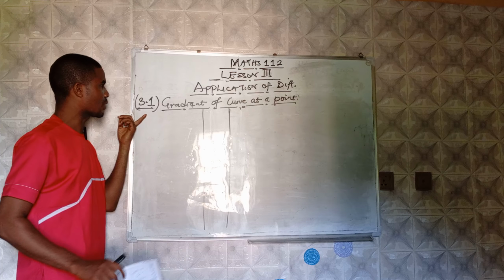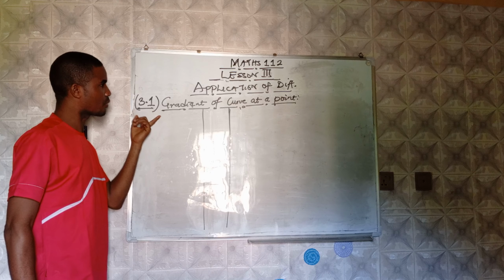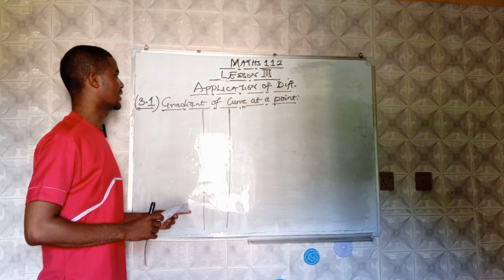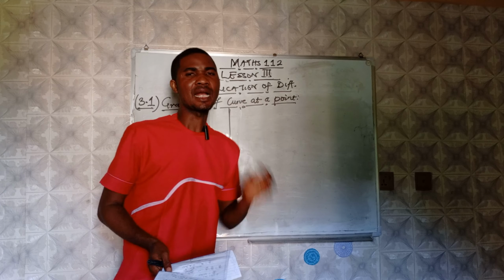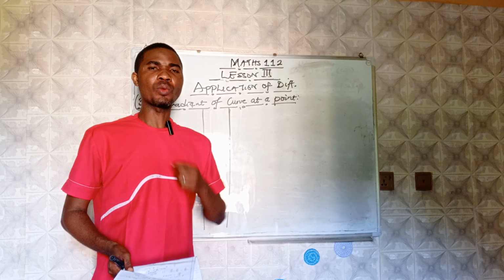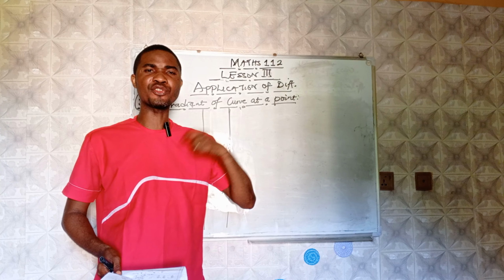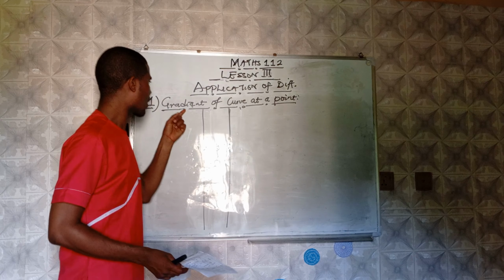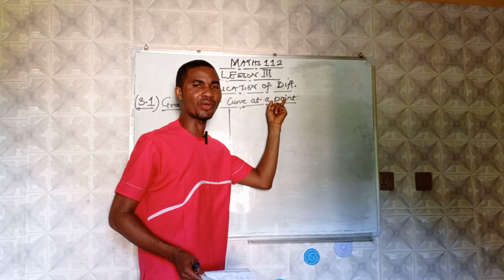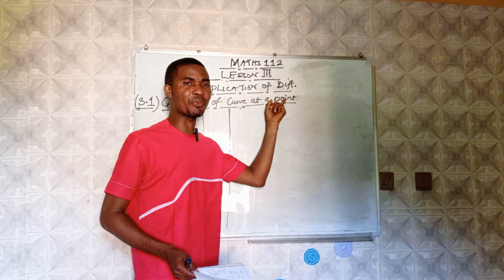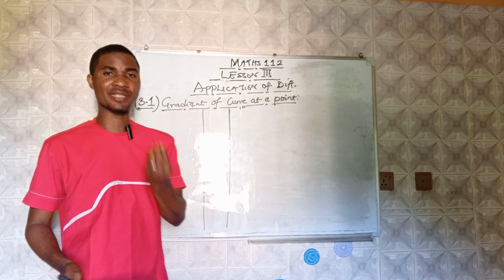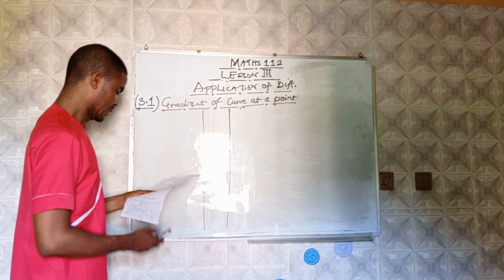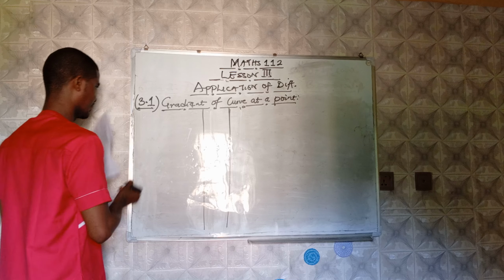Okay, let's look at our case 3.1 under this lesson 3 now. Gradient of a curve at a point. Gradient means slope, and slope is the dy/dx. So when you are asked to find the gradient or slope, all you need to do is find the dy/dx. But one funny thing is that when you are asked to find the gradient, they must give you a certain point. The value at this point will help you get your gradient as a constant, not as a function, as we have always done. So let's see some examples that will drive this point home.